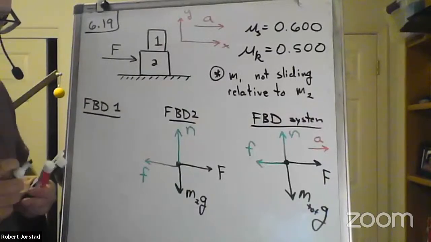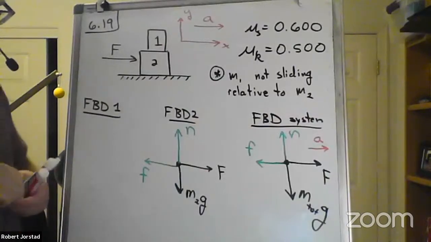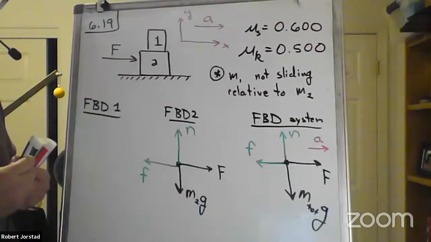Good. Is there anything else? There's the friction between box 1 and box 2. Okay. What should that point, and what is your reasoning? It should go to the left, and it's because the friction needs to be the thing that's pushing the box to the right on the FBD1.